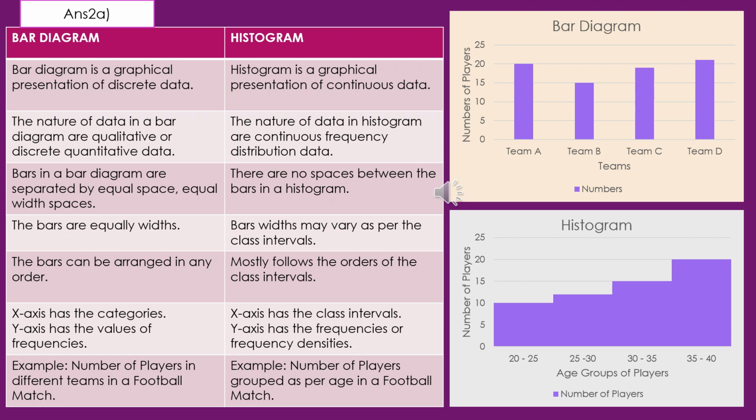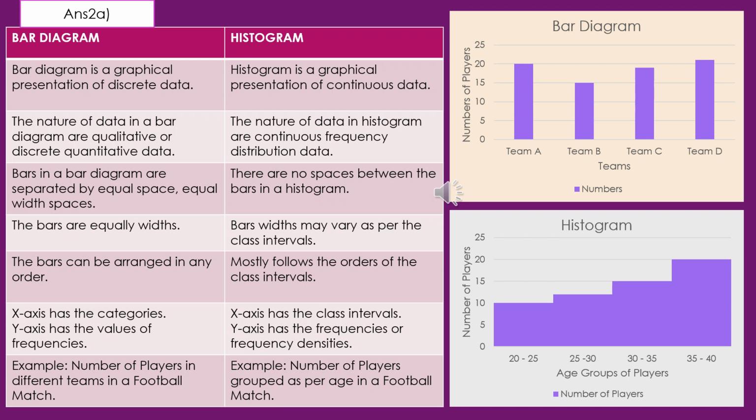Next, the bars are of equal width in the bar diagram, while in a histogram bar widths may vary as per the class intervals. In the bar diagram, the bars can be arranged in any order, while a histogram mostly follows the order of the class intervals. The next is that the X-axis has the categories and the Y-axis has the values of frequency in case of the bar diagram, while in case of the histogram, the X-axis has the class intervals and the Y-axis has the frequencies or the frequency densities.